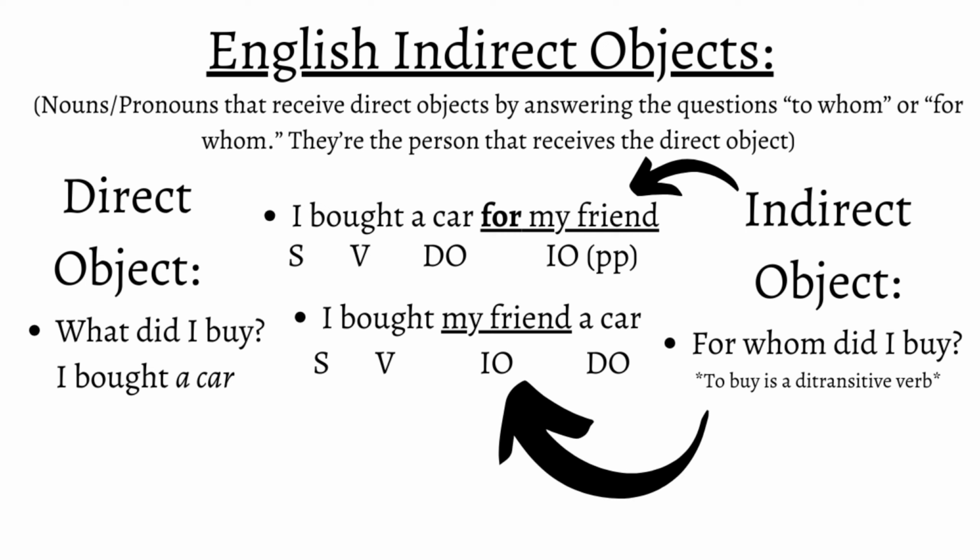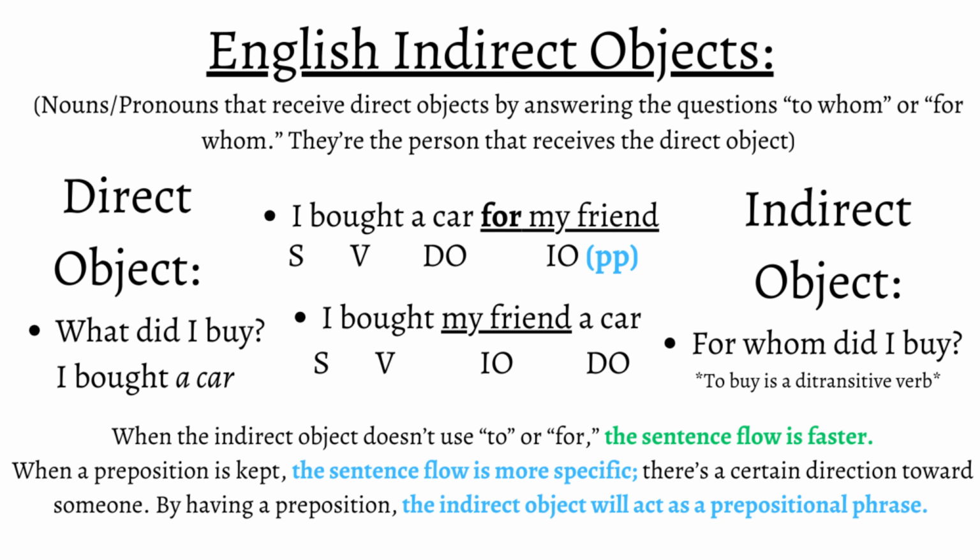I bought my friend a car, or I bought a car for my friend. This is how the word order can change depending on the grammatical expression. Typically, when the indirect object doesn't use to or for, it means that the sentence flow is faster and saves time, while still answering for whom. But if we decide to keep a preposition, it means that the sentence flow is more specific, so we have more of a certain direction toward someone, still answering for whom. By having a preposition, the indirect object will act as a prepositional phrase.